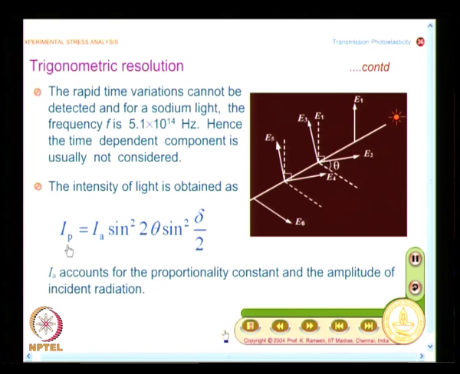So, now we have to investigate when this intensity expression goes to 0. It can happen in two cases. I can have a situation where sin square delta by 2 goes to 0. Those contours correspond to sigma 1 minus sigma 2, and they are called isochromatics. You can have another possibility where theta goes to 0.